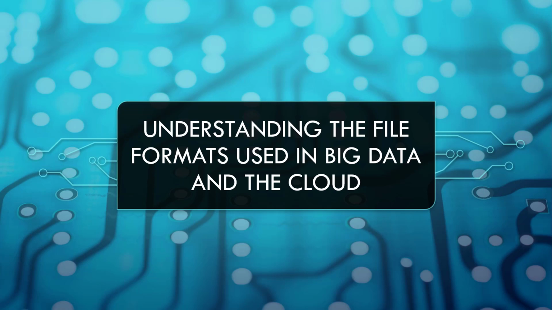The first major file format that was used in the big data space is something called the sequence file. The sequence file had been created by Doug Cutting, the creator of Hadoop, and he was looking for a file that would be very fast for the distributed computing model that they were using.